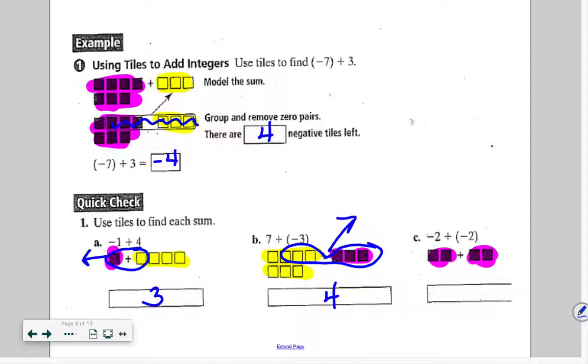Negative 2 plus negative 2 is going to be negative 4. You have 2 negatives plus 2 more negatives, a total of 4 negatives. It only cancels when you have 2 red and 2 yellow. So this is 2 reds plus 2 more reds, so you have a total of 4 reds. Or you spent $2 and then you turned around and spent another $2. You lost or spent a total of $4.